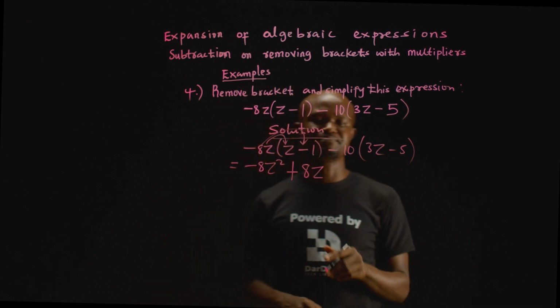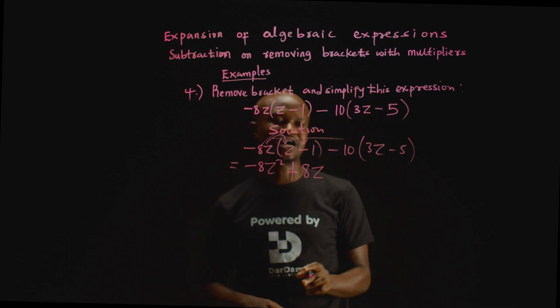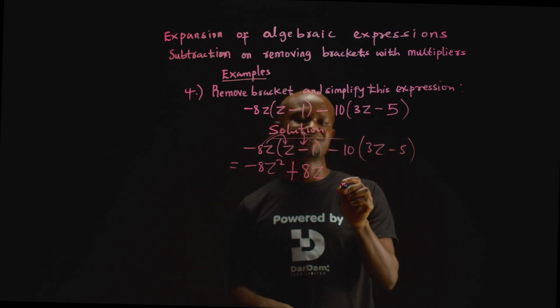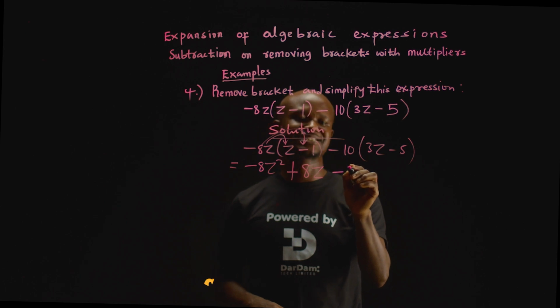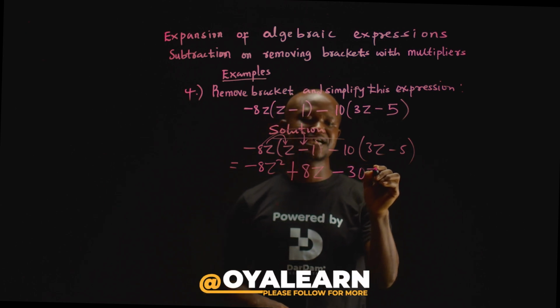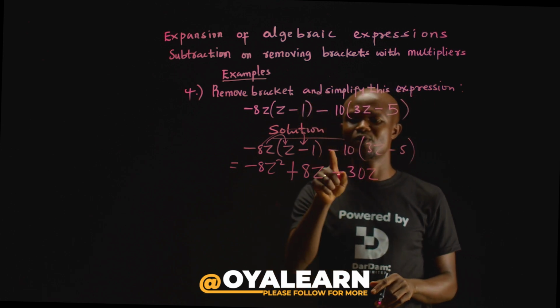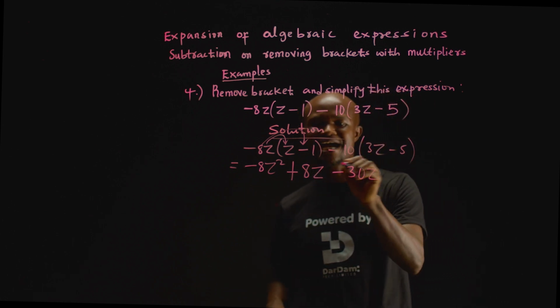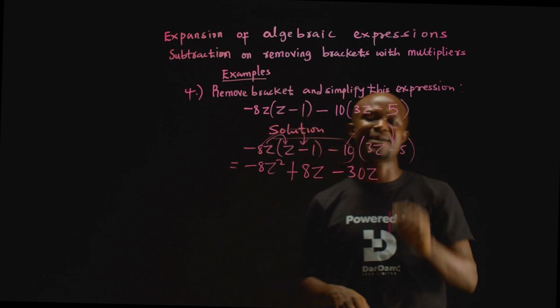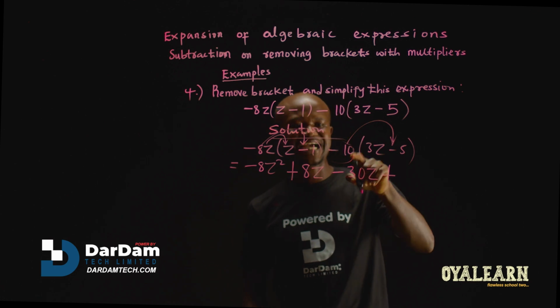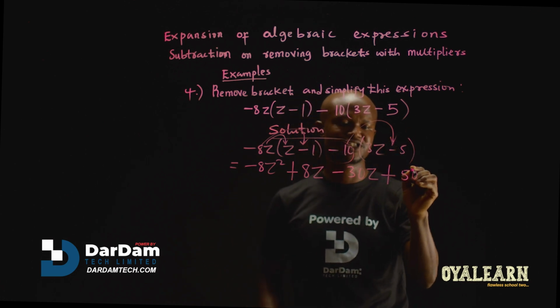Now, using minus 10 to multiply this, what do we have? Minus 10 times 3z. What are we having? That was minus 30z, because 10 times 3 is 30. And we have minus here. So this same minus 10, we also multiply minus 5. Minus times minus is plus. So 10 times 5 will give us 50.